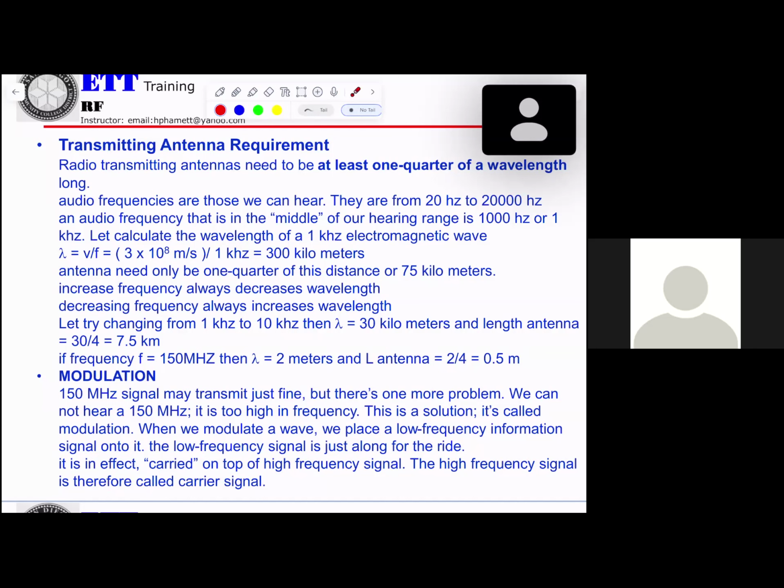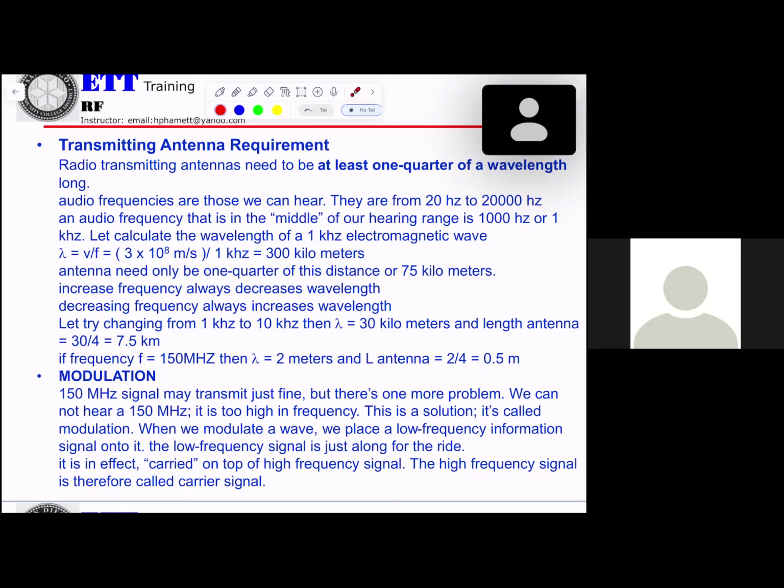Basically, you understand your voice has a very low frequency, and a low frequency cannot be transmitted easily. So that's why they want the high frequency.